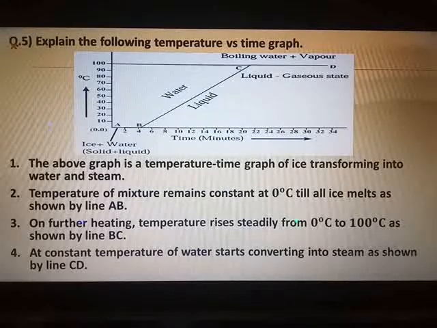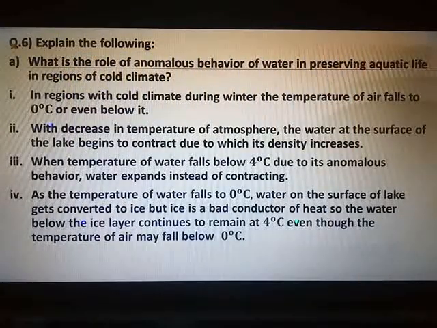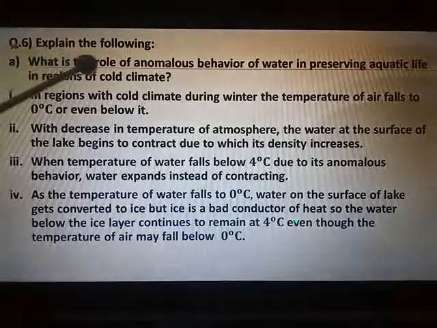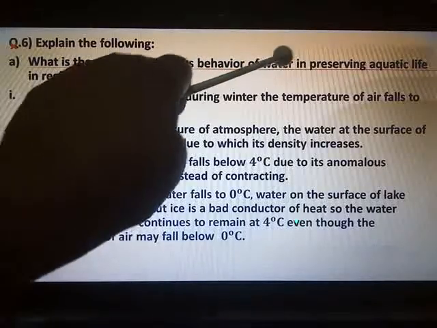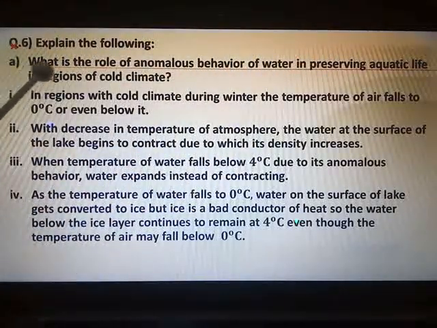With this, we complete up to question number 5. Now we move to the next question. Question number 6. Explain the following. First one, application based question. What is the role of anomalous behavior of water in preserving aquatic life in regions of cold climate?